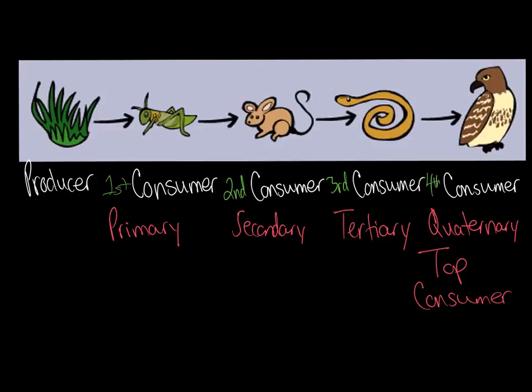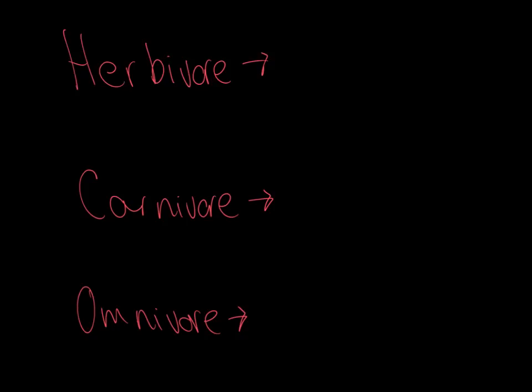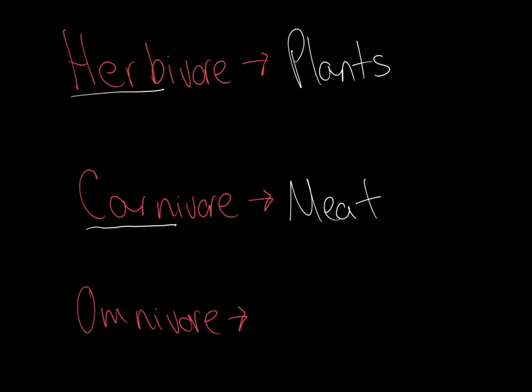Alright, so let's take a look at three new vocabulary words. Alright, so here we have the first word, which is herbivore. Now, herbivore has a prefix of herb, which means plants. So herbivores eat only plants. The next word, carnivore, has a prefix of carn. Carn means meat. So carnivores only eat meat. And for those of you who have some Spanish background, carn sounds like carne, which is meat.